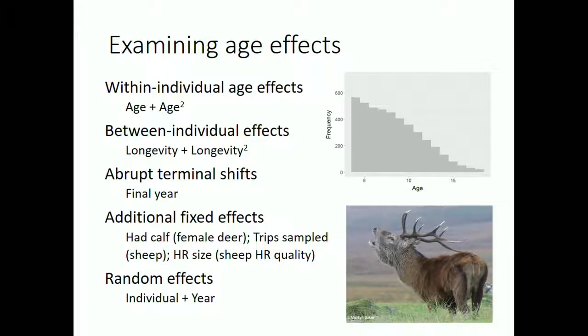We also included a factor for final year, just in case the patterns are not gradual. For example, in the sheep, we see a terminal decline in body mass. So individuals in their last year of life tend to lose quite a lot of weight. So just seeing whether we can pinpoint some of that to changes in aspects of home range. We included some additional fixed effects and also random effects of year and individual.